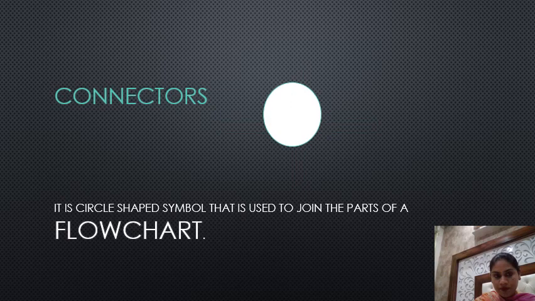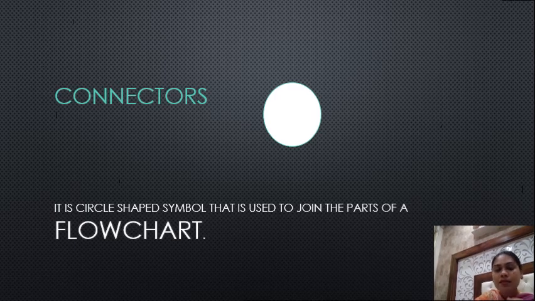Next is connectors. It is a circle-shaped symbol that is used to join the parts of a flowchart. Means that you have made half of your flowchart on one page and the rest of the flowchart on another page. So to connect these flowcharts, we use a symbol connector. This symbol we will use to connect the parts of the flowchart.